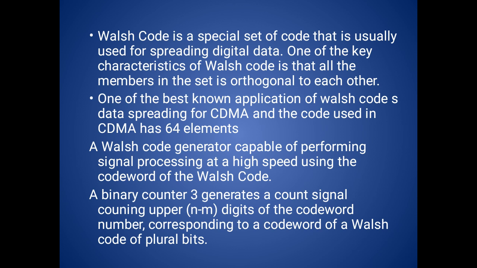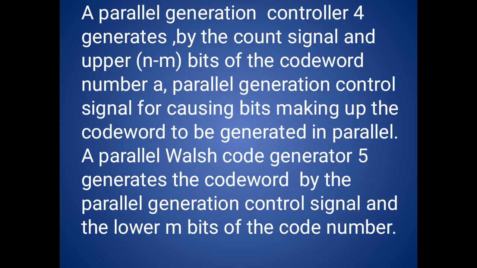A binary counter 3. You already know about counters. A binary counter 3 generates a count signal counting upper digits of the code word number corresponding to the code word of Walsh code of plural bits. We have a truth table for each and every counter. Now he is simply saying that the truth table is nothing but upper digits of the code word number corresponding to the code word. A parallel generation controller 4 generates, by the count signal and upper bits of the code word number, a parallel generation control signal for causing bits that make up the code word to be generated in parallel.